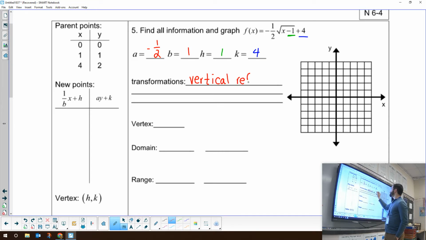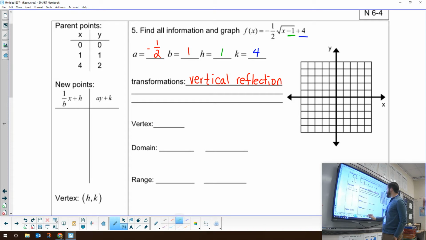Now, it's important that you write vertical this time because it tells you if my graph flips like this or if my graph flips like this. So a vertical reflection means that we're going to flip like this. And so we're still going to be going out to the right. We're just going to be going down like that. All right, and then my transformations.